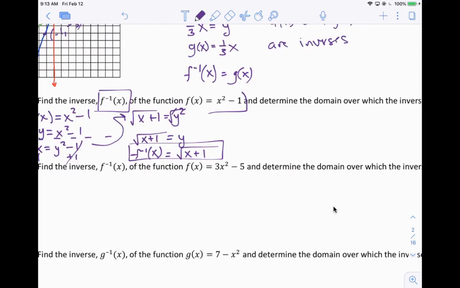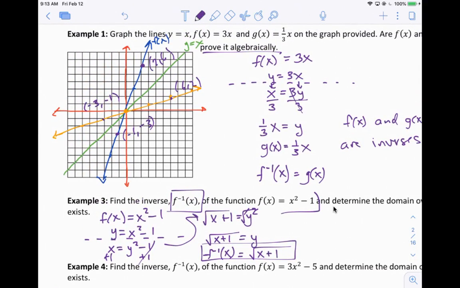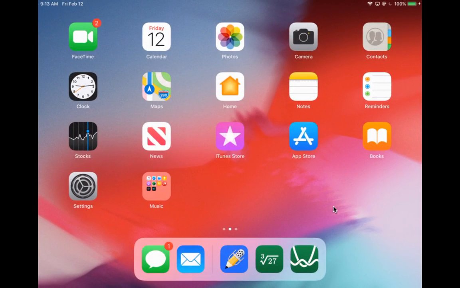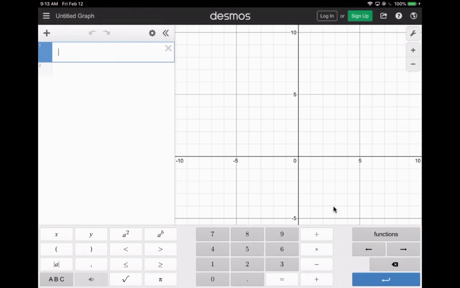Why on earth would we consider the domain of the inverse? When we were back with the linear, everything switched beautifully. But let's look at a quick graph of these two. I'm just going to go ahead and go to Desmos. You don't have to write this down. But if we go to the Desmos app and we look at both of these functions, maybe. Okay, there we go. Sorry about that.